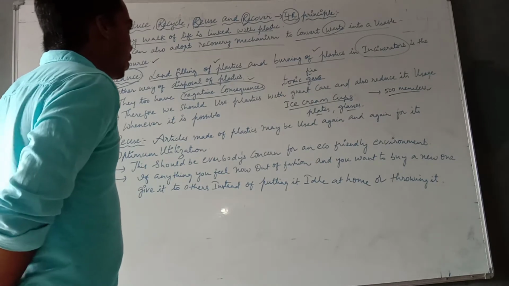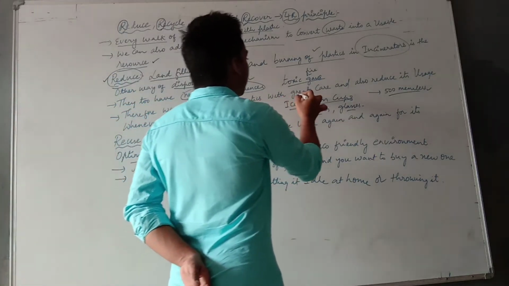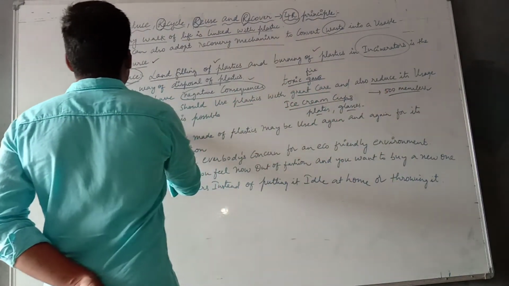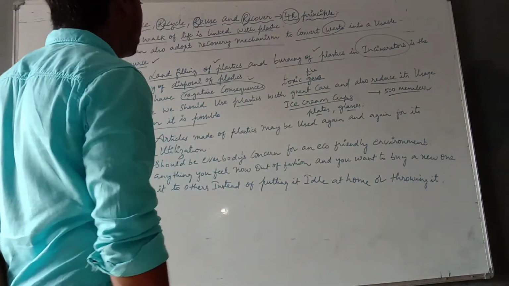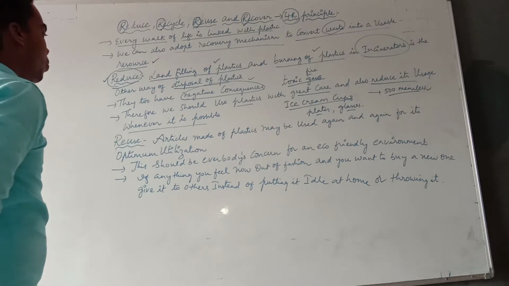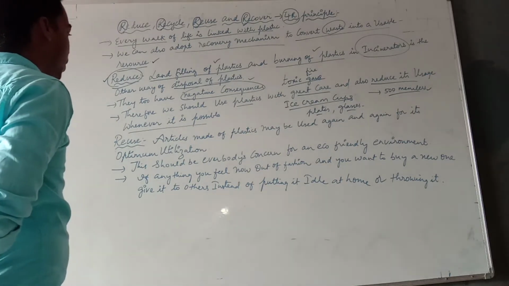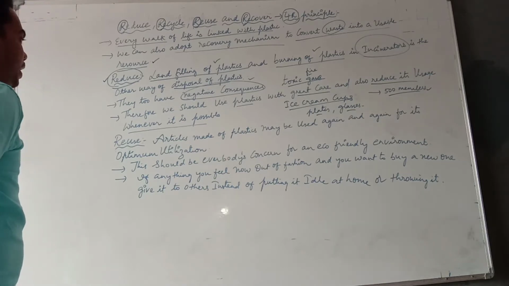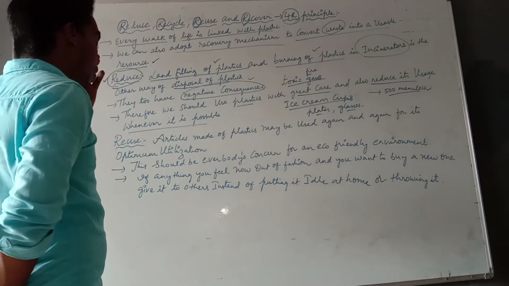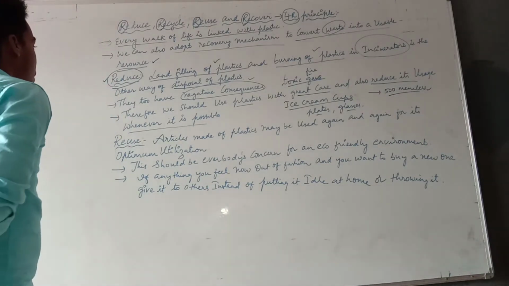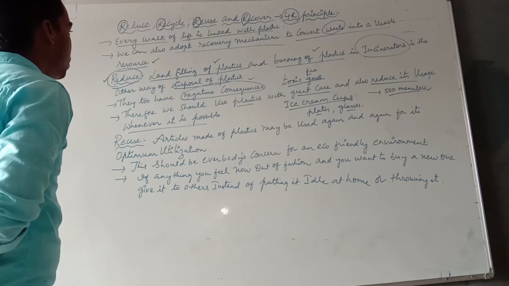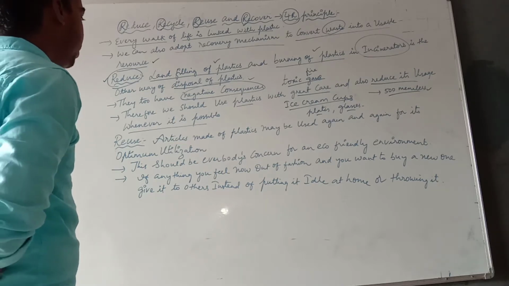Therefore, we should use plastics with great care, and we need to reduce whenever it is possible. Remember, plastics can be avoided or replaced with fiber or other materials. Instead of plastic bags, we can use bags made of cloth, as we have already seen. So to the maximum extent, we need to avoid the usage of plastics.